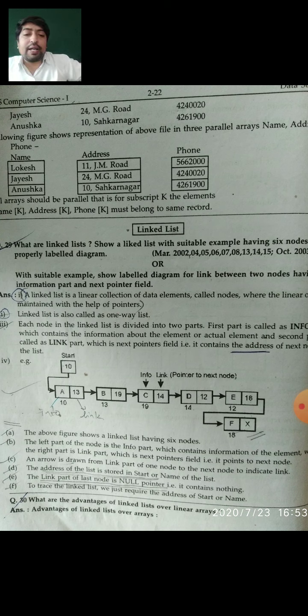The last node contains the null pointer. The last node contains the address part with the null pointer. This point is very important. To trace the linked list, we just require the address of start or the name. So these are the different points related to the linked list.